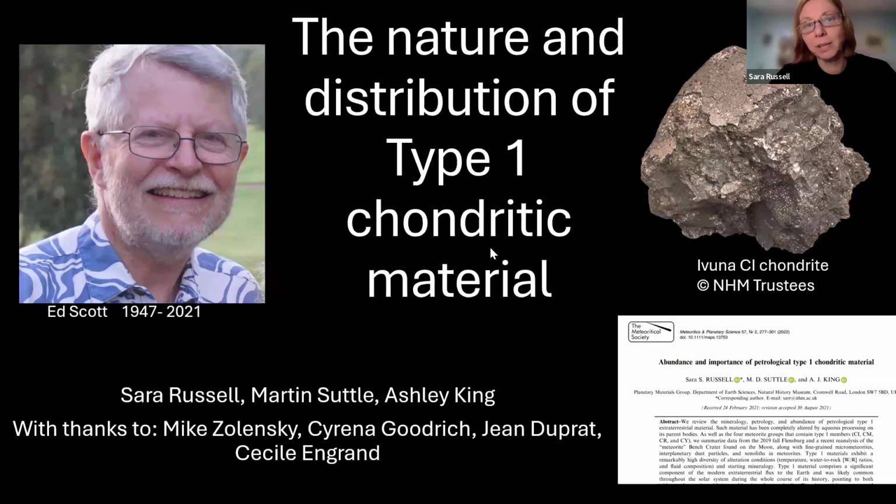So today I'm going to be talking about the nature and distribution of type 1 chondritic material, and it's based on a paper in MAPS that I wrote with Martin Suttle and Ashley King. It was kind of a lockdown project for us, where we went through a lot of the literature about type 1 material, and so I'm going to go through that today. So first of all, we're going to start with a tiny bit of history.